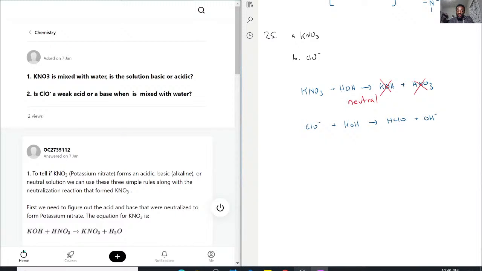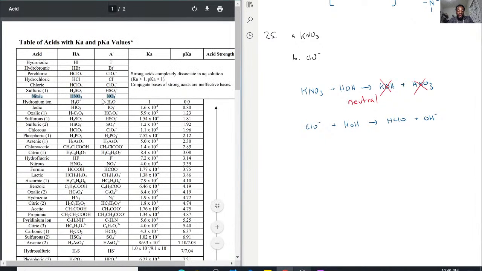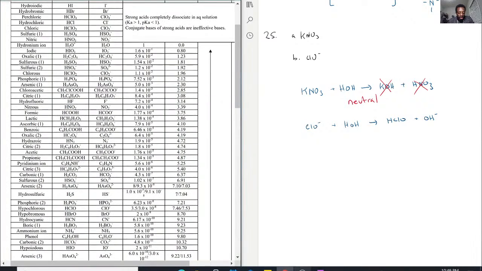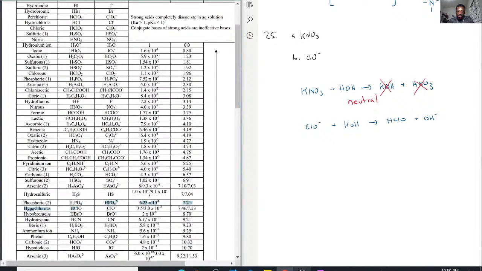So with the next question, is ClO a weak acid or base? So referring back to our list, we have HClO, that would be hypochlorous acid. There it is. This is a weak acid. So there is interaction there. If you put ClO minus, it would actually go with the water and try to take some of the hydrogens from it, forming this base. So that makes this the base.